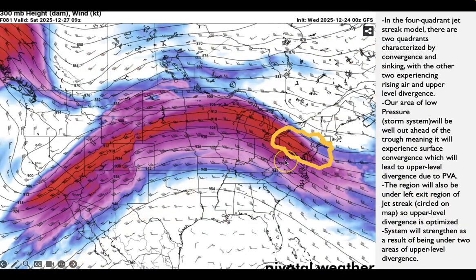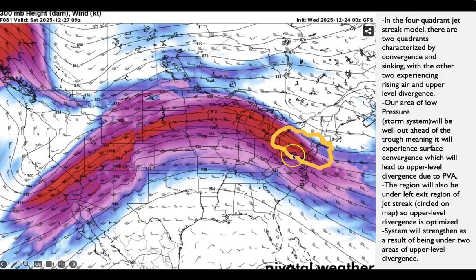Alright, and another thing is that we're going to be in the left exit region of a jet streak at the time of the storm. So basically, there's a 4-quadrant model for the jet streak. This is a very long jet streak though, so it's not ideal to draw it that way. Yeah, that's better, because it's really extended.